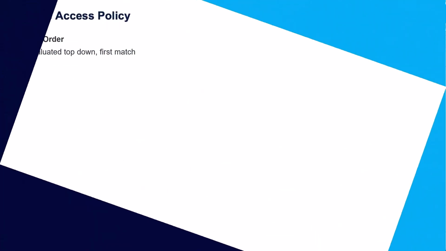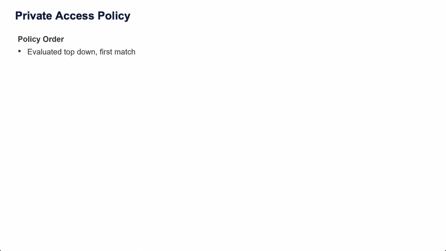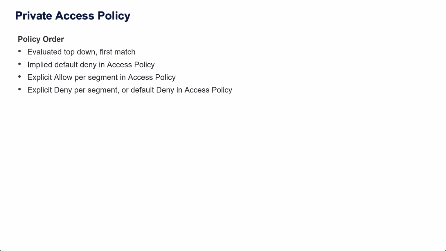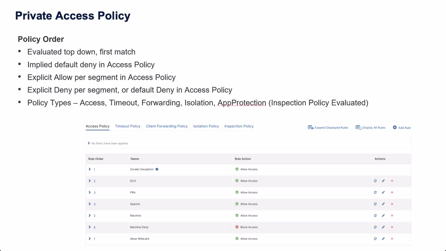So the policy order, similar to Zscaler Internet Access, is top-down, first match. There's an implied default deny at the bottom, the same as any firewall policy. So you'd make an explicit allow for an application segment in policy, and then you can either write an explicit deny for that segment, or if all of your other policies are explicit, you can leave it for the default deny to happen at the bottom. It's a question of how tidy or how explicit you want your access policy to be.